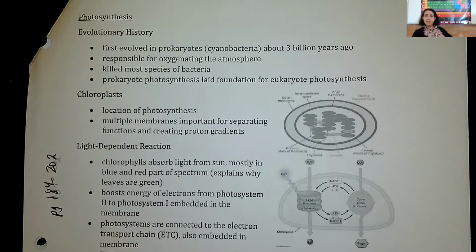prokaryote photosynthesis, this version, then laid the foundation for eukaryote photosynthesis. We talked about the endosymbiotic theory last unit, about how we are pretty sure that mitochondria were once individual prokaryotes in and of themselves that were just engulfed and then became part of eukaryotes. That general theory works for chloroplasts as well. We are pretty sure that chloroplasts were originally prokaryotes that were engulfed and became part of eukaryotic cells.